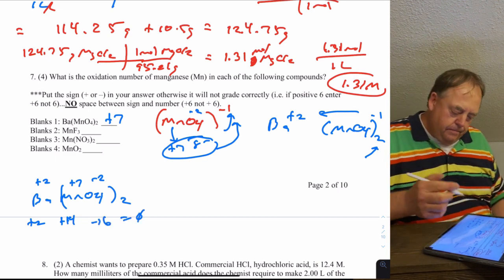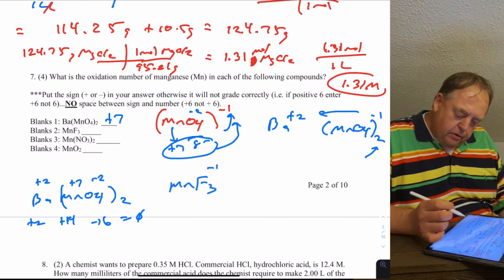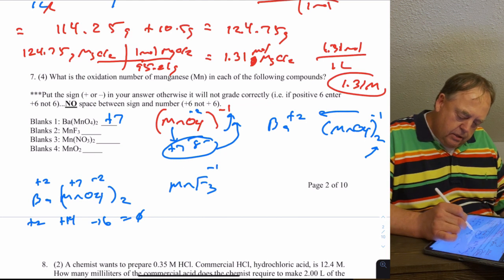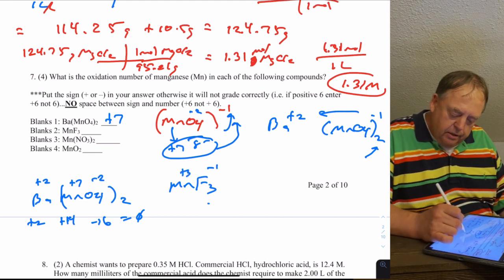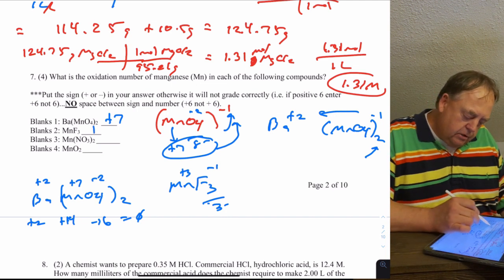Okay, so for MnF3, if you know that fluorine is -1, then manganese must be +3 to cancel all 3 of the fluorines out. So manganese +3 there.